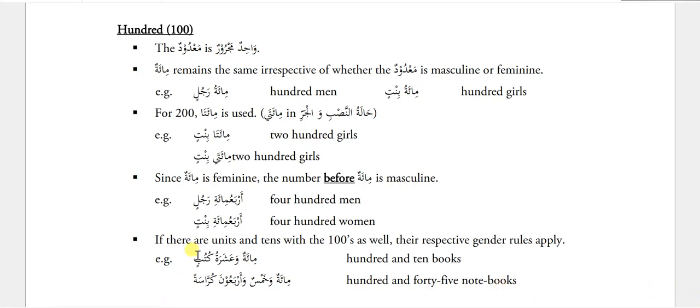Now see, the same example is given here also. If there are units and the tens with 100 as well, the respective gender rules apply. Mi'atu wa ashratu kutubin. So kutubin is muzakkar, so the ashratu muannas came. So I told you from 3 to 9 the rule will always be the same.